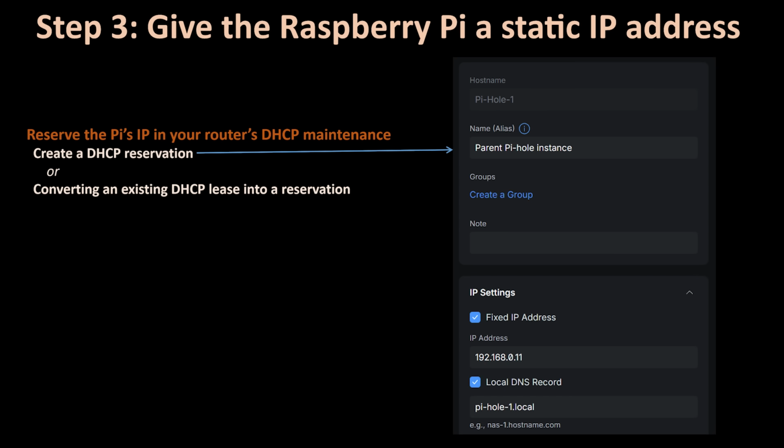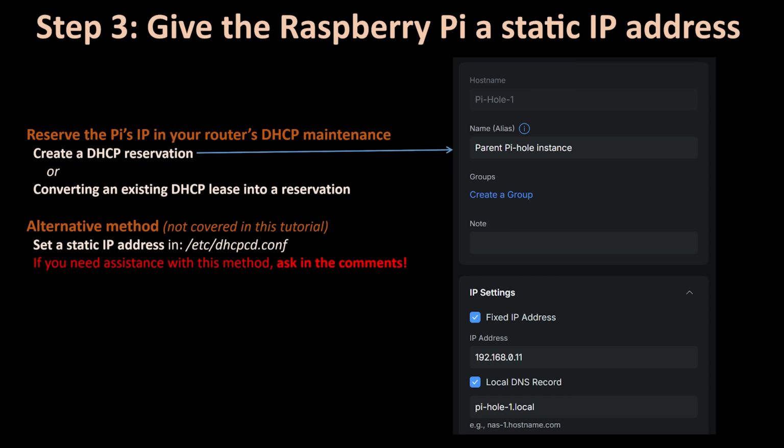The alternative is to set a static IP address in the /etc/dhcpcd.conf file, but this is outside of the scope of this tutorial. I can provide assistance in the comments if anyone wants to go this route.